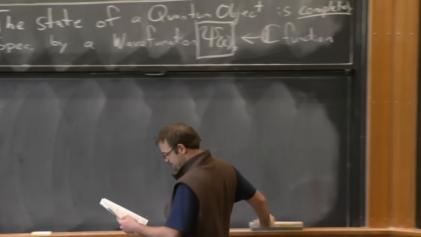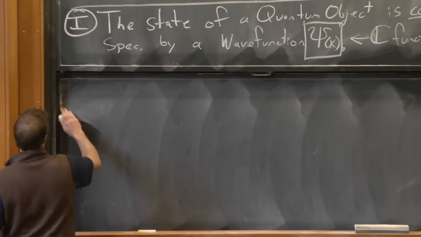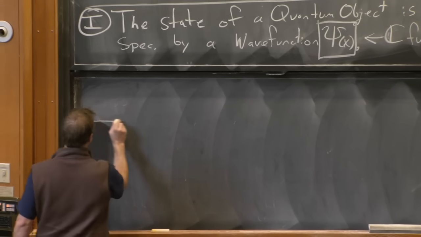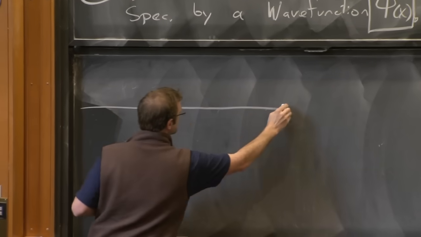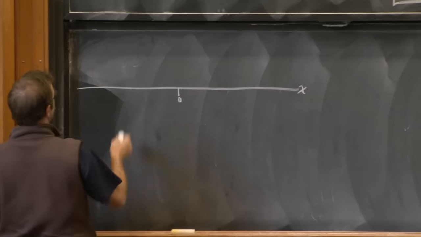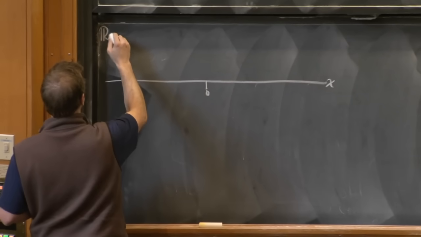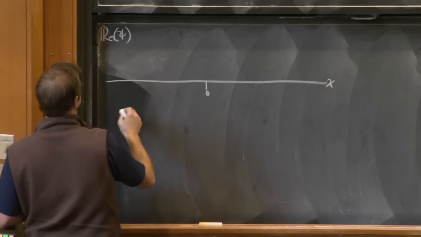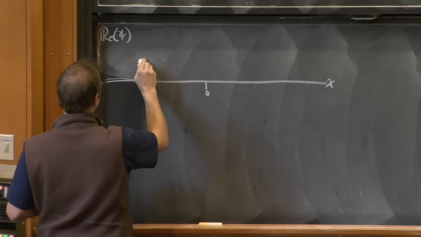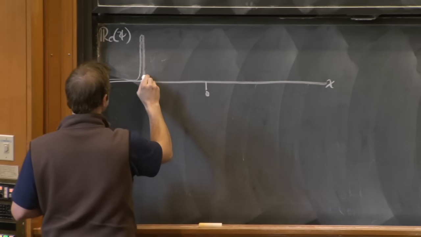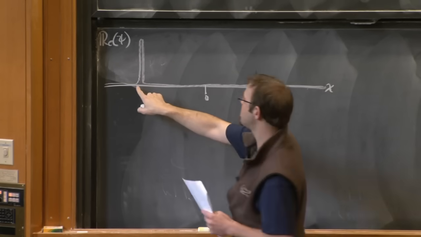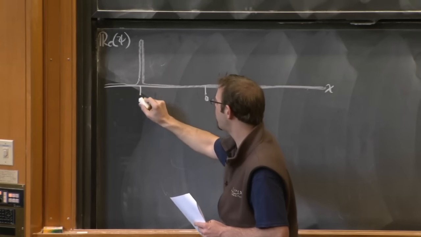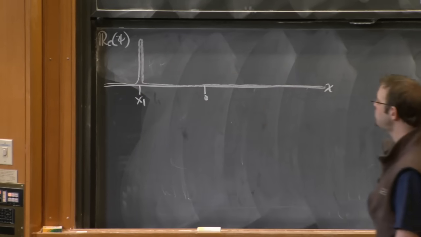Yeah, good. So for example, consider the following function. Here is 0, and we're plotting as a function of x the real part of psi of x. Okay? So first consider a very narrowly supported function. It's basically 0 everywhere, except it has some particular spot at what I'll call x1. Okay?